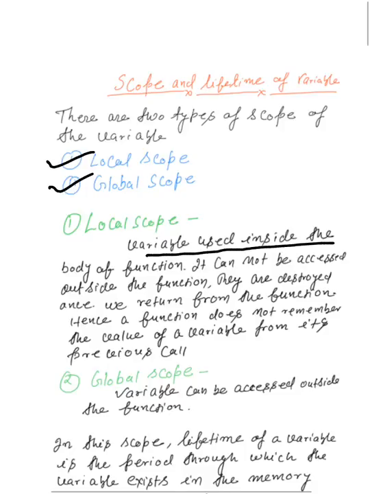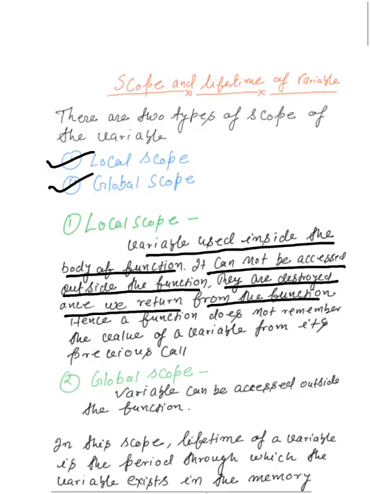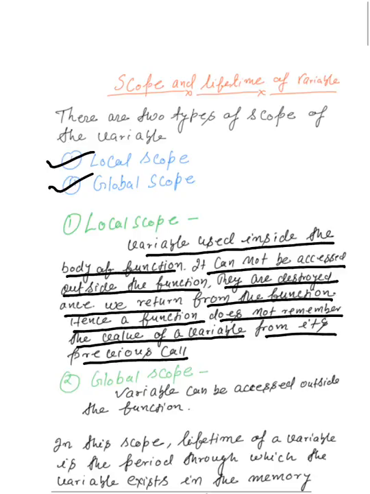Local scope: variables used inside the body of the function. It means the variables which you have declared inside the function's body will be treated as local variables. They cannot be accessed outside the function, and they are destroyed once we return from the function. Hence, a function does not remember the value of the variable from its previous call. In the next example, I'll explain this to you.